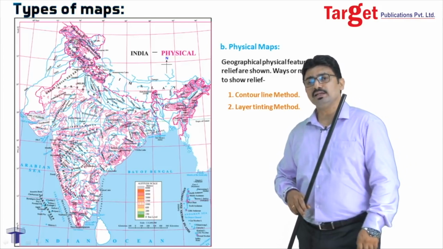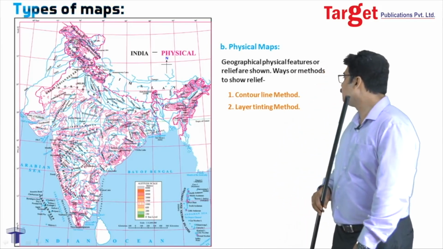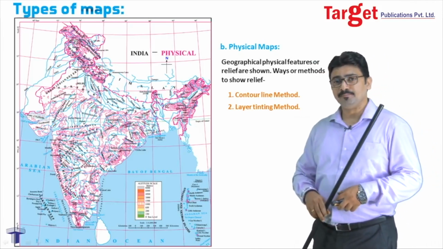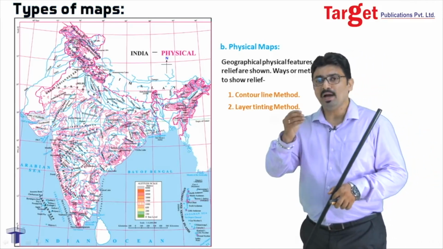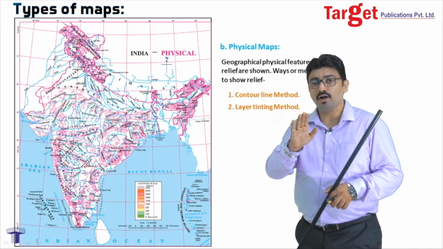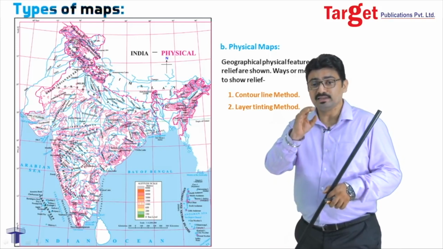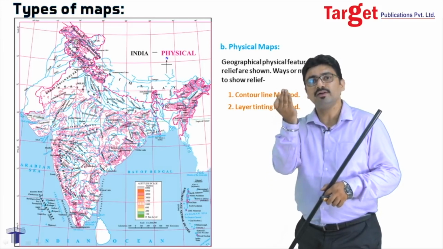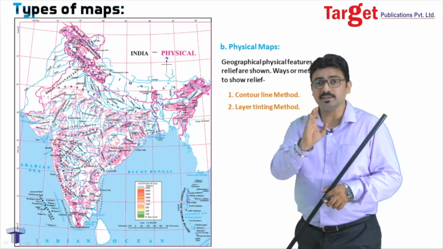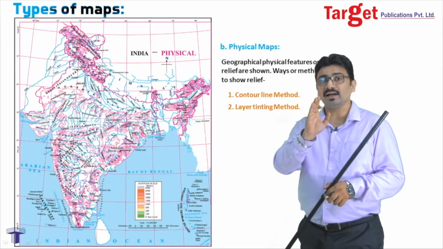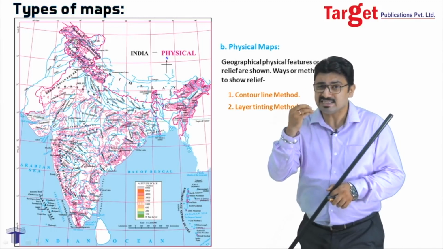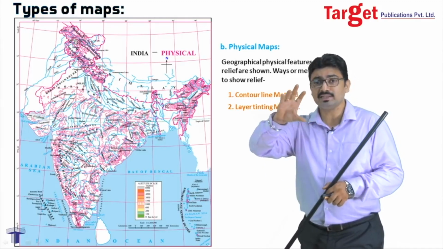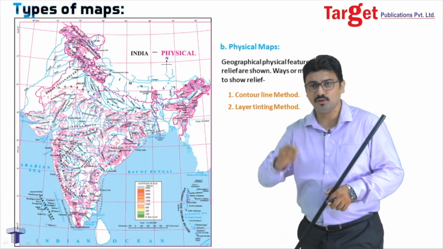Another method that is used to show relief and slope is known as layer tinting method. This is a very interesting method where a particular shade of a color or particular pattern is decided for a particular altitude. So, various altitudes will have different shades or different patterns, and accordingly these layers are given on the map, which tells us exactly which area is of high altitude or which area is of lower altitude.